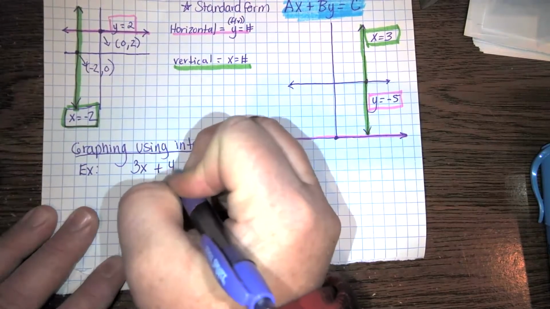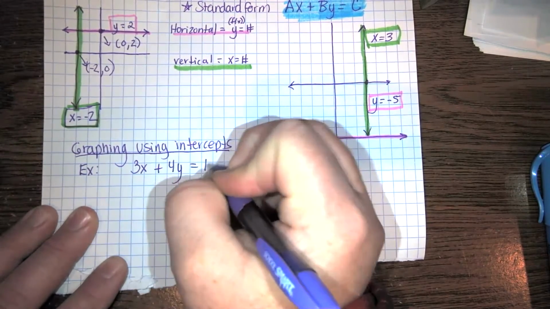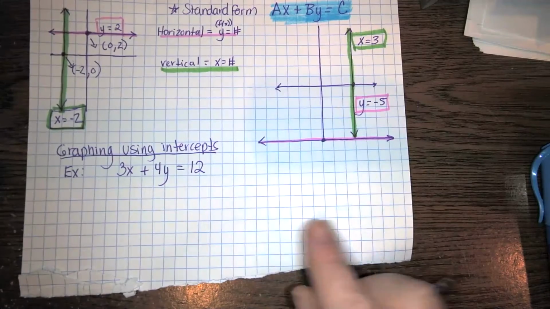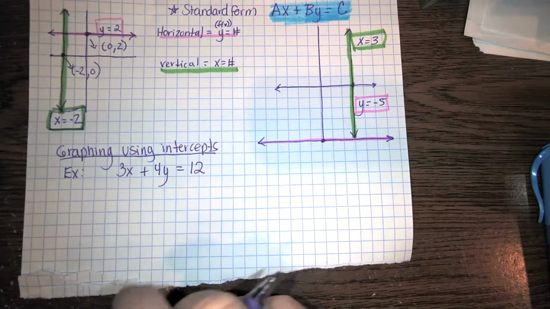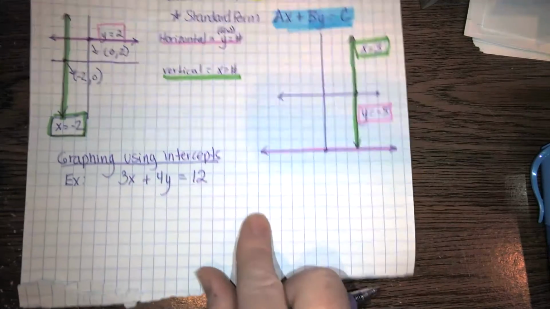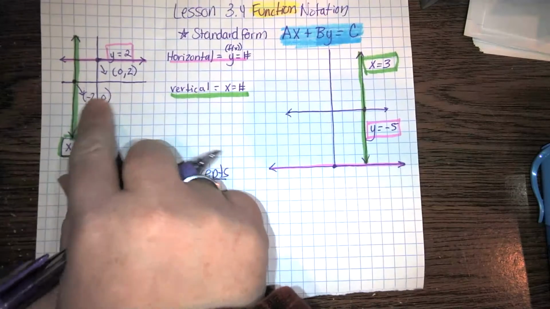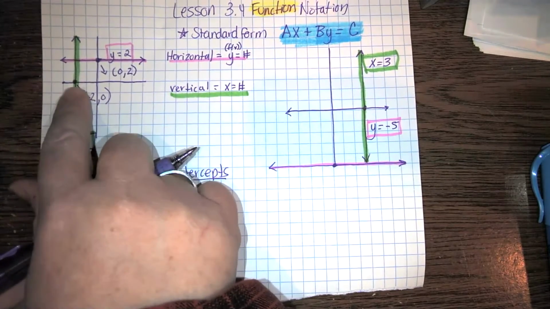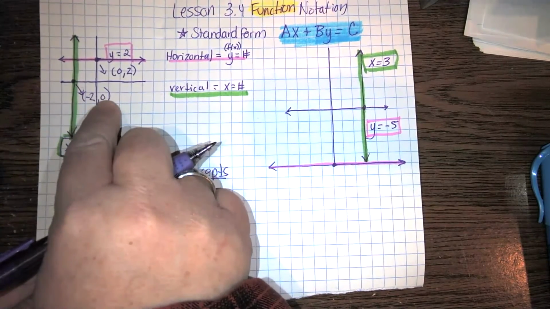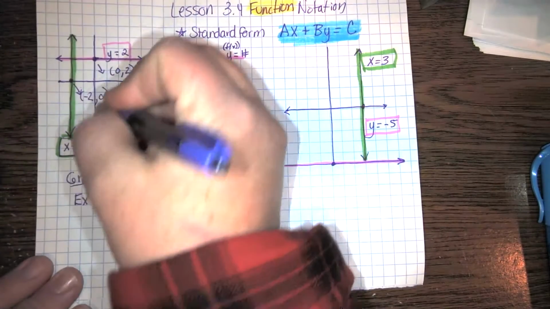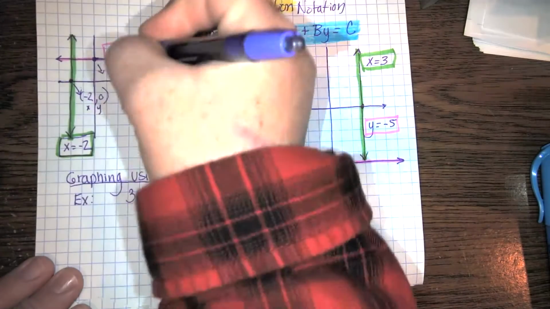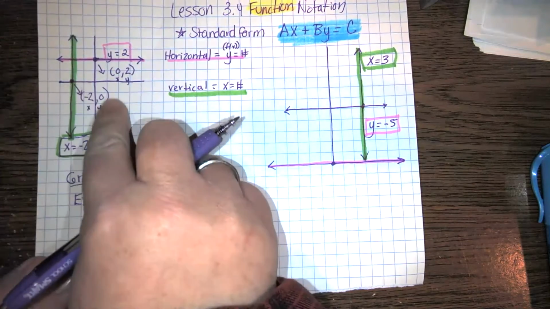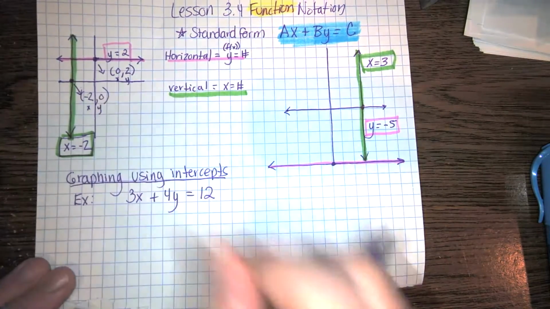3x plus 4y is equal to 12, okay? So this is in standard form because both x and y are on the same side. So if you stop and look up here, remember when we were on the x-axis, remember that our points go x and y, right? So when I go through the x-axis, my y is 0.